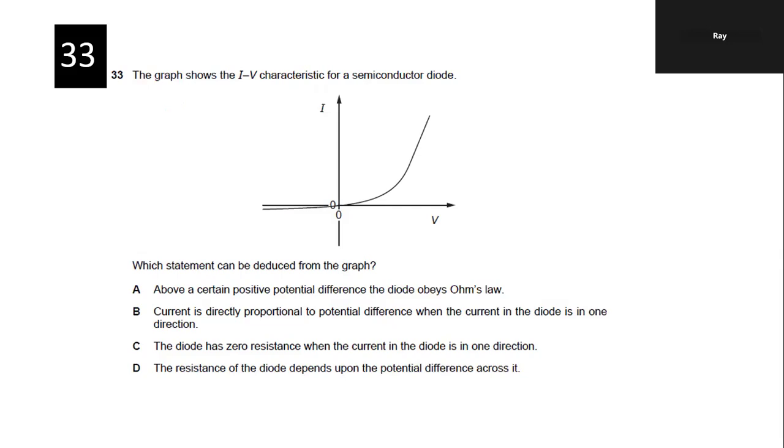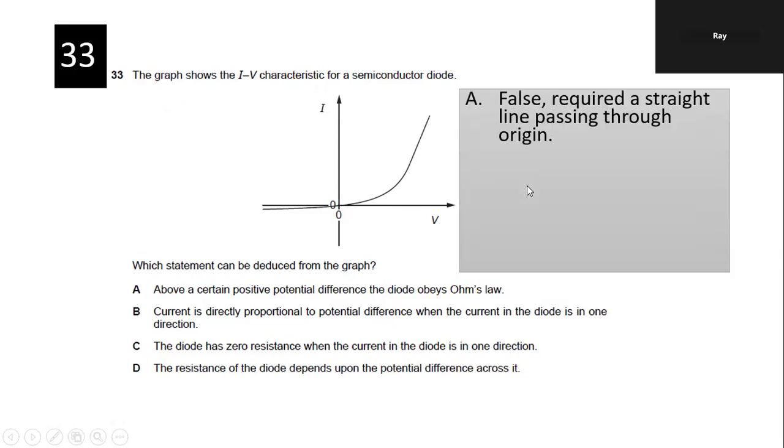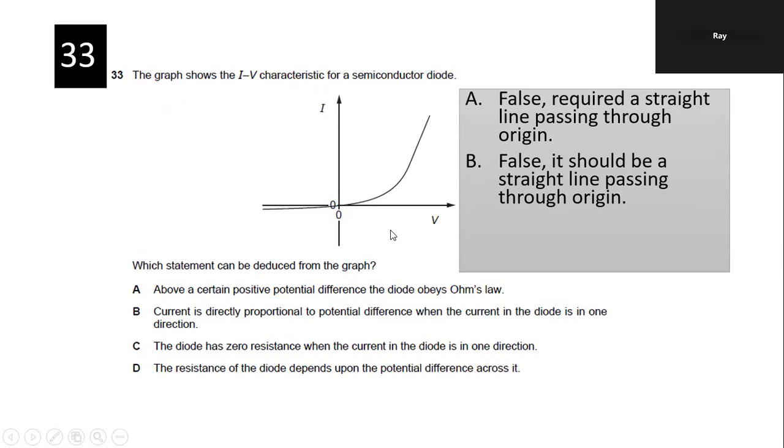A cannot be the answer. A is definitely wrong. It must be a straight line passing through the origin. Current is directly proportional to potential difference when the current in the diode is in one direction. That one is wrong. It must be a straight line passing through the origin. So false again. Diode has zero resistance when the current in the diode is in one direction. False again. That one has large resistance.